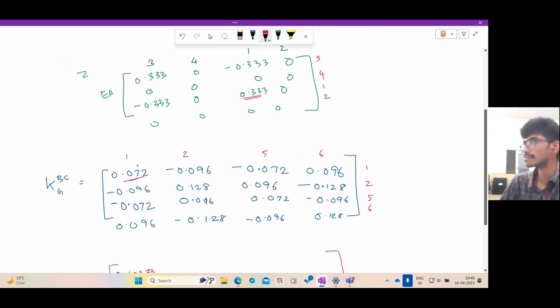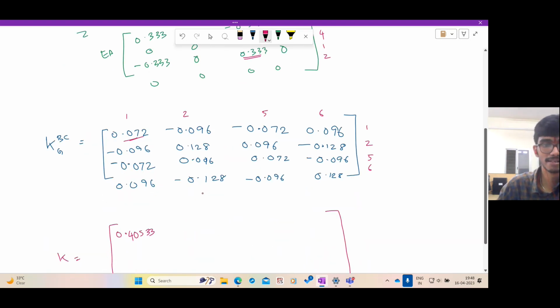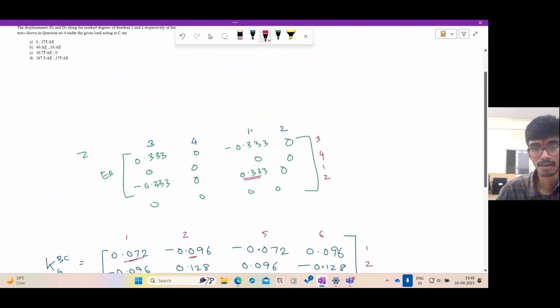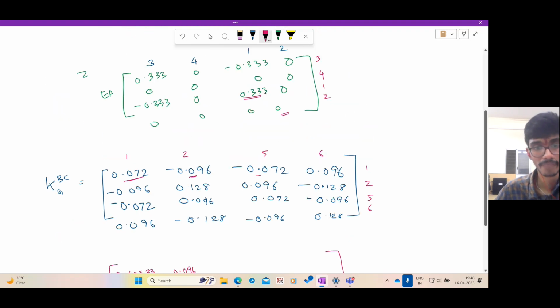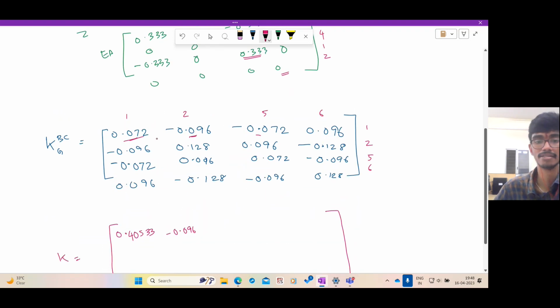What is the second element? So 1, 2. How many 1, 2s are appearing? In this, there is a 1, 2. And in this matrix, there is a 1, 2, right? One row, second column. So again, you have a minus 0.096. And look at 1, 3. How many 1, 3s are appearing? So this is 1, 5, it's not 1, 3. So there's only one 1, 3, which is 0.333.